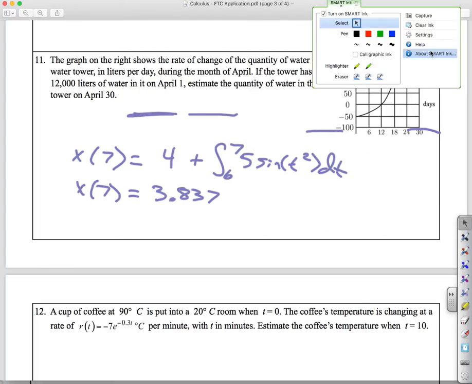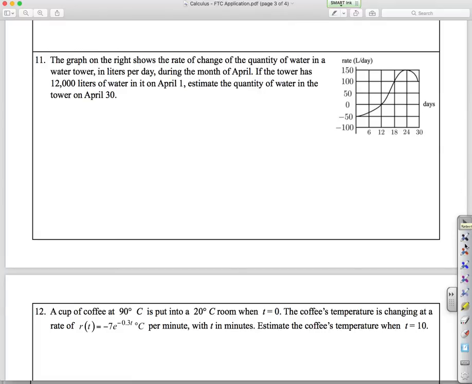A lot of you are getting tripped up on this estimation stuff. You guys are trying to get an exact number instead of just going with the flow. It says the graph on the right shows the rate of change of the quantity of water in the water tower in liters per day during the month of April. If the tower has 12,000 liters of water in it on April 1st, then estimate the quantity of water in the tower on April 30th.